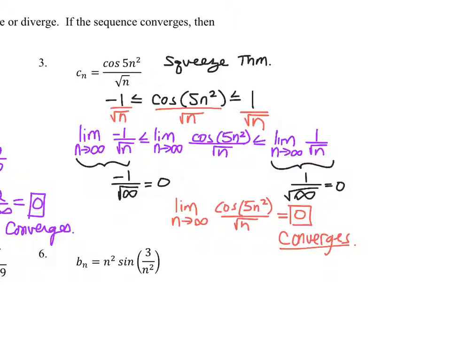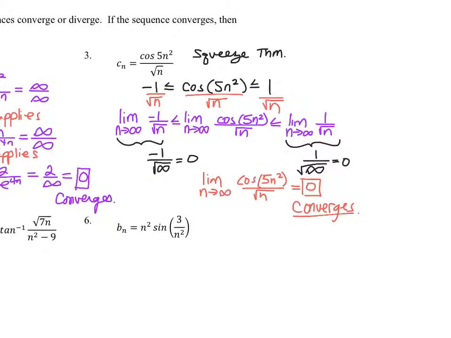So actually, if you're looking at number 6, which I won't do now, I'll star that one, but that's also a squeeze theorem problem. You would start this one off by saying that the sine of 3 over n squared is between -1 and 1, and then multiply everything by n squared, and then apply the limit. I'll put a star on that one.